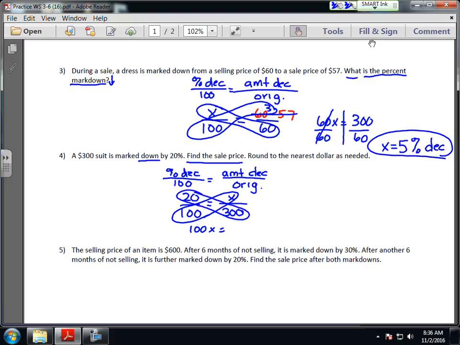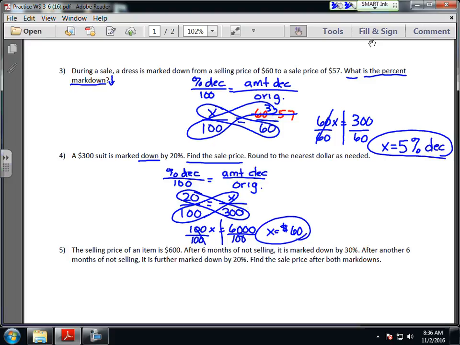What do we get? You get 6,000. Divide both sides by 100. How much money are they marking down the suit? How much money are they taking off the suit? Yes, $60.